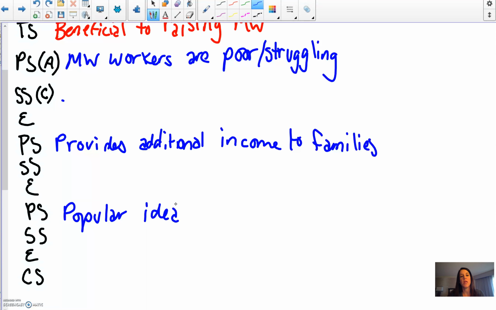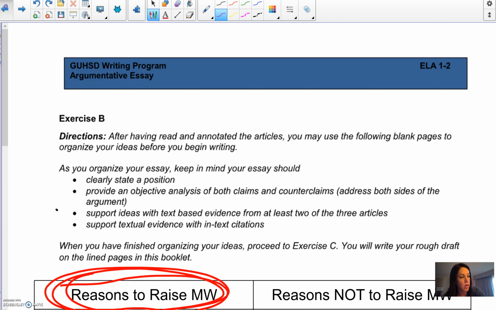Now, each one of them needs a secondary support underneath it. So I need to go through my articles and figure out which ones support what I'm saying in my primary support. If I look at my articles, I can go to this idea that minimum wage workers are poor or struggling. It talked about the guy who can't even have his own house. He has to live with his parents, is one thing in an article.